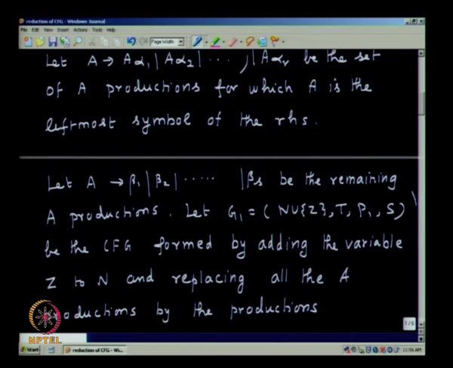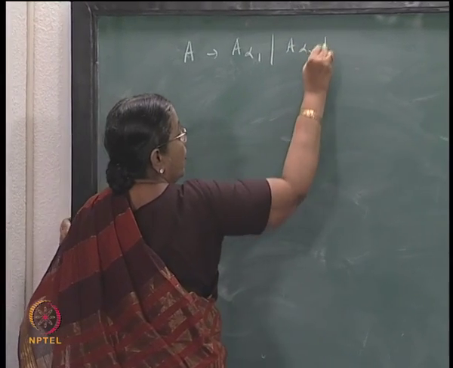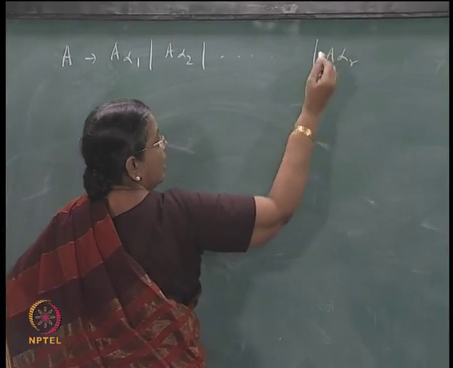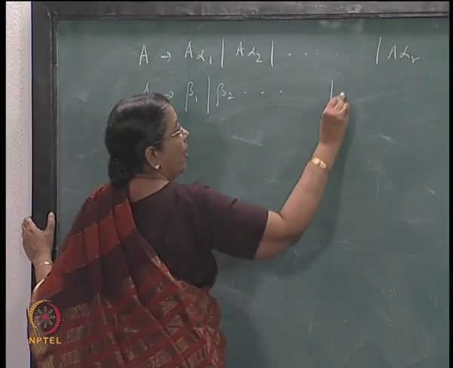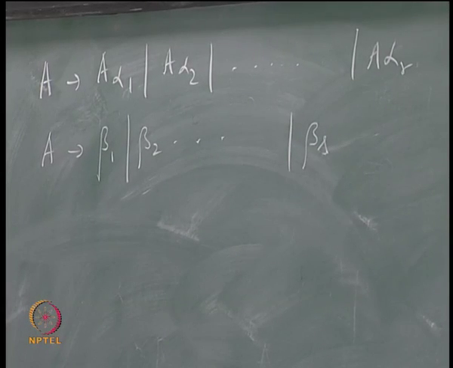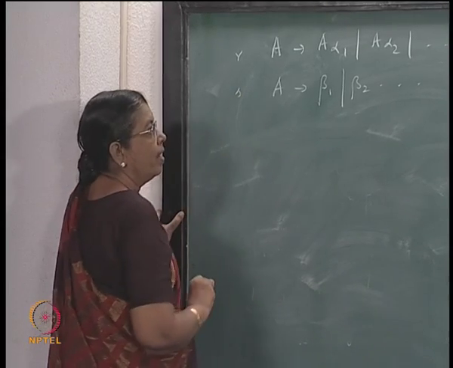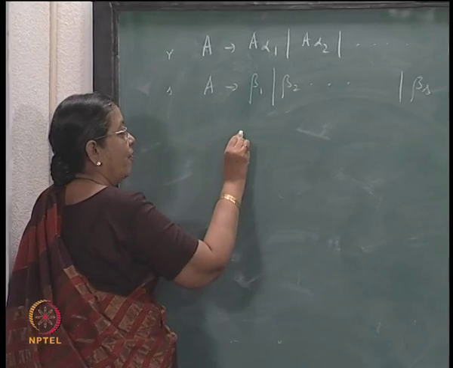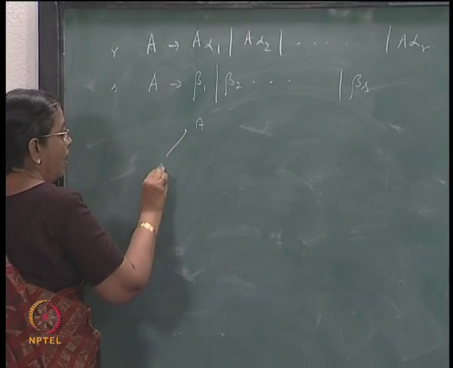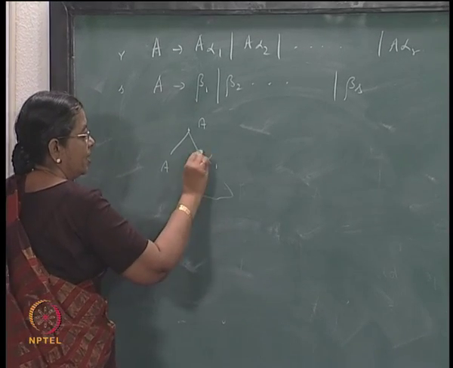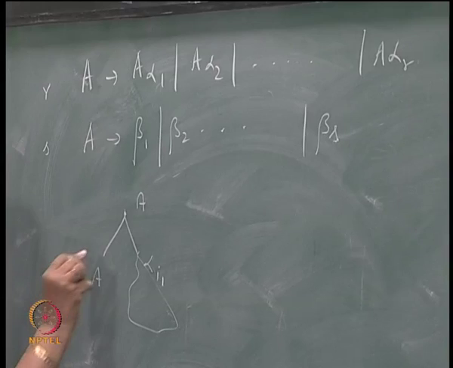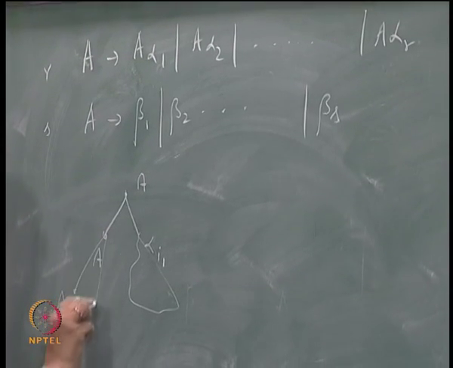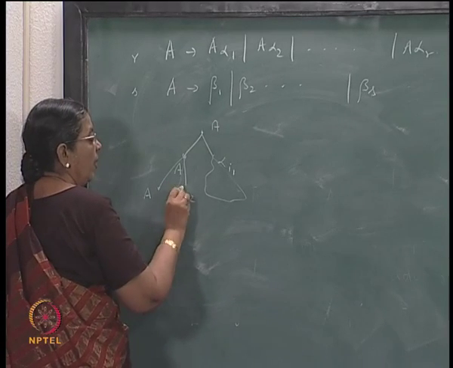Now how do we justify this? You are having A goes to A alpha 1, A alpha 2, ... A alpha r rules which are left recursive, and A goes to beta 1, beta 2, ... beta s, s other rules. So R plus S rules you are having. Now suppose you are applying, starting from some A, then you have A alpha I 1, so one of the rules I am applying here. Then from this again another left recursive rule I am applying, A alpha I 2, and from this you may derive something.